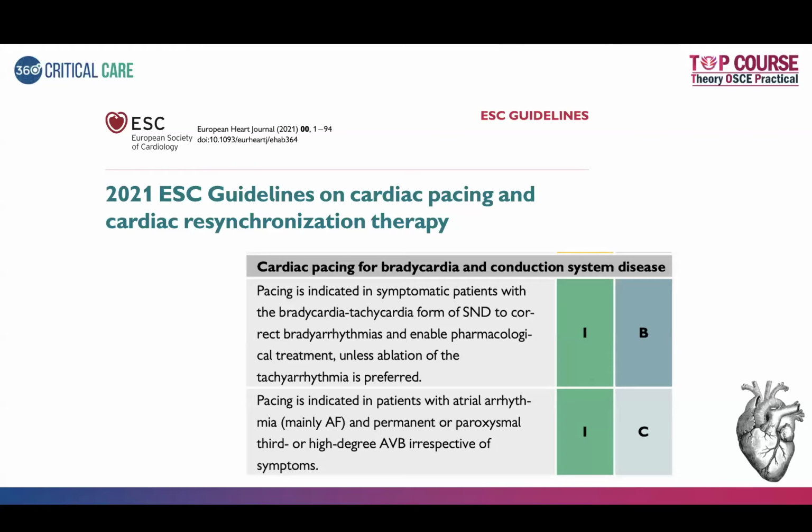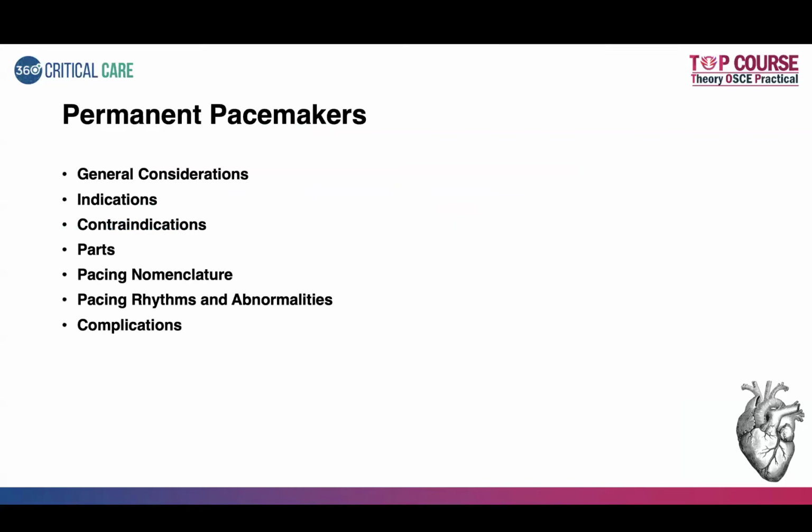And pacing is indicated in patients with atrial arrhythmias and permanent or paroxysmal third degree or high degree AV block, irrespective of the symptoms. That is a 1C. So in these 2 scenarios, it is ESC guidelines to go ahead with the transvenous pacing initially, and based on the scenario, you can decide on a permanent pacemaker insertion, which I'll discuss subsequently. So coming to permanent pacemakers, I will be discussing general considerations, indications, contraindications, parts, pacing nomenclature, pacing rhythms and abnormalities, and complications.